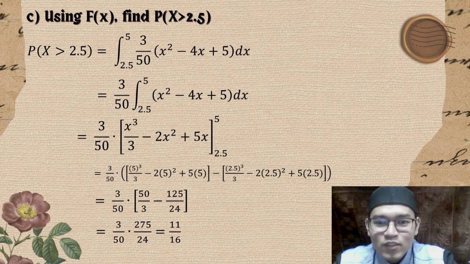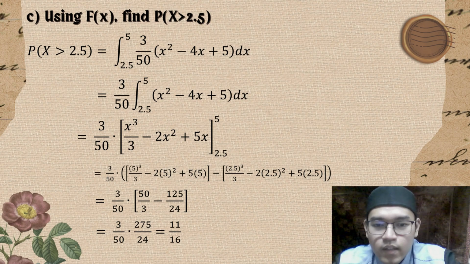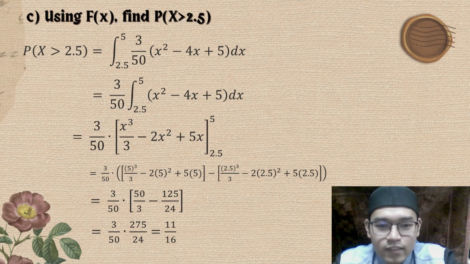The third question is, using f(x), find the probability of x more than 2.5. To find the probability, we have to integrate the function with the range of 2.5 until 5. So we just factor out the 3 over 50 outside of the integration. So we can get 3 over 50 multiplied by x cubed over 3 minus 2x squared plus 5x with a range of 2.5 to 5. And then we just execute the integration, so we can get the final answer, which is 11 over 16.